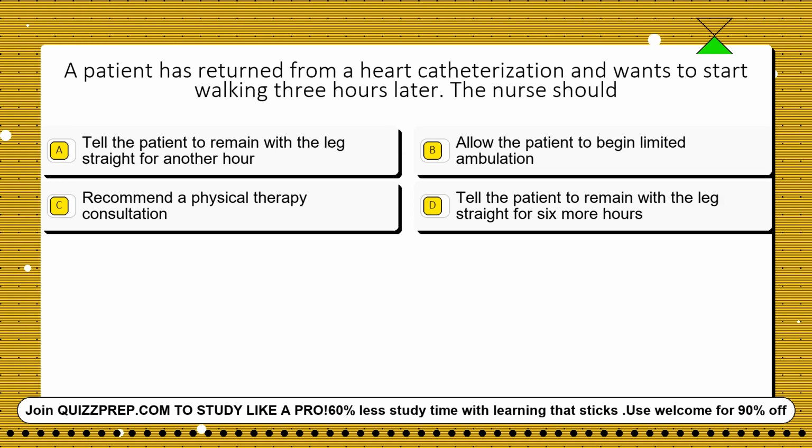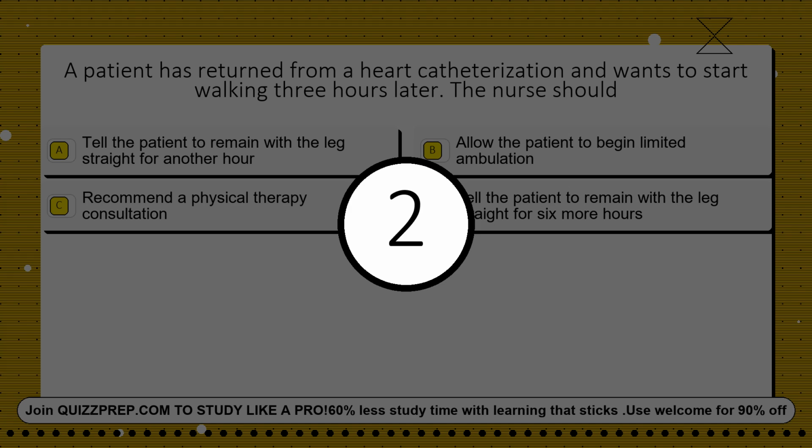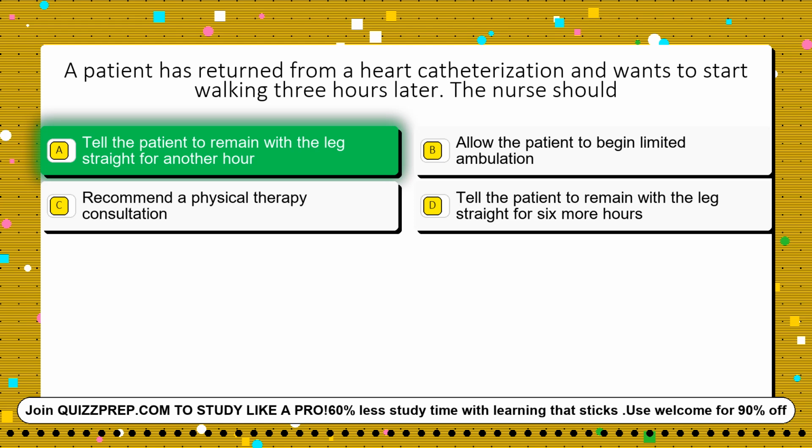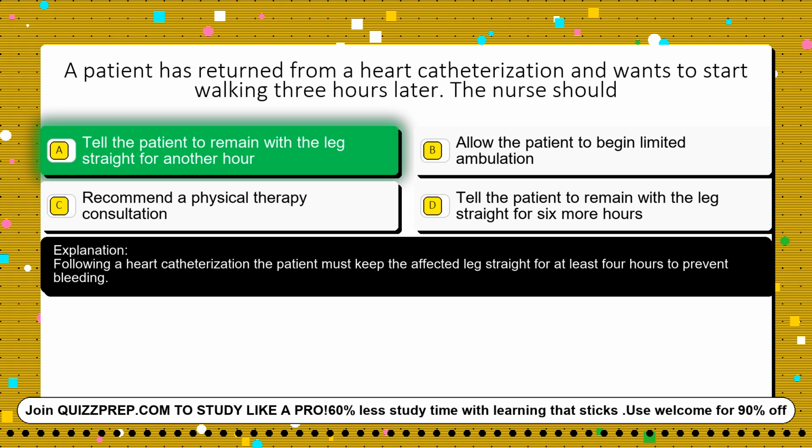Question 58. A patient has returned from a heart catheterization and wants to start walking 3 hours later. The nurse should Option A. Tell the patient to remain with the leg straight for another hour. Option B. Allow the patient to begin limited ambulation. Option C. Recommend a physical therapy consultation. Option D. Tell the patient to remain with the leg straight for 6 more hours. The correct answer is option A. Tell the patient to remain with the leg straight for another hour. Following a heart catheterization, the patient must keep the affected leg straight for at least 4 hours to prevent bleeding.